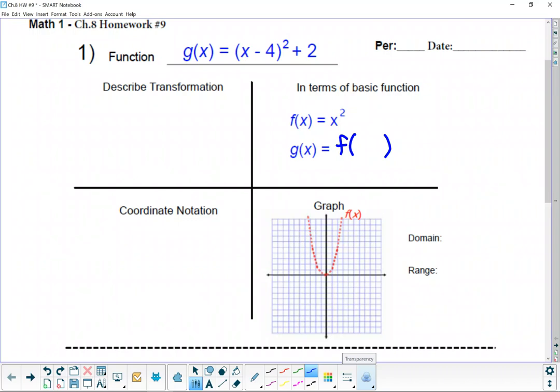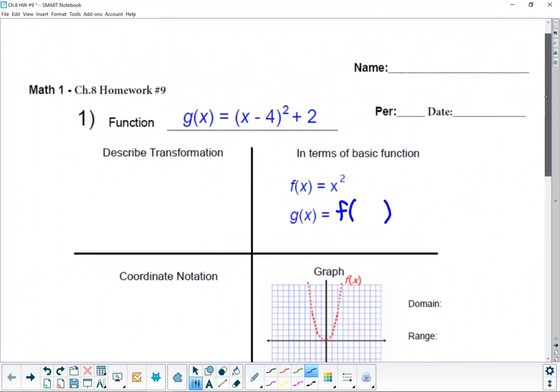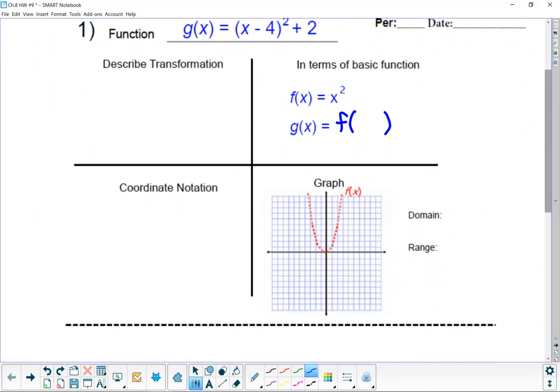All right, everyone, let's go ahead and do this. This is homework number 9 for chapter 8. You are to complete 4 of these multiple representation charts.